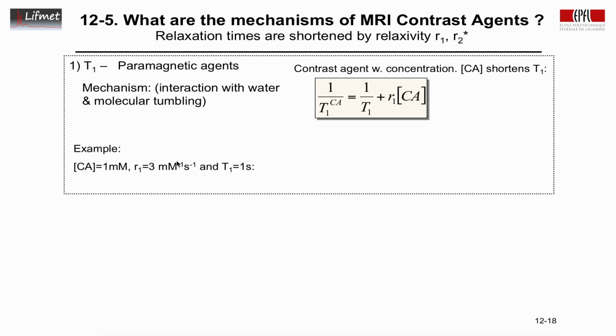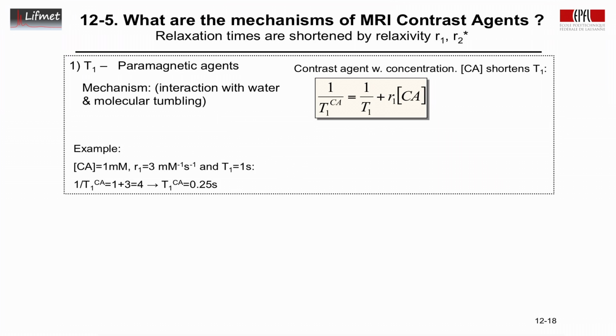So to give you an idea for typical parameters, if we take a contrast agent concentration of a millimolar, a relaxivity of 3 per millimolar per second, and a T1 in the absence of the contrast agent of 1 second, then we can plug these numbers in and calculate that the T1 in the presence of 1 millimolar of this particular contrast agent changes from 1 second to 250 milliseconds, or by a factor of 4. This is a huge change in T1.